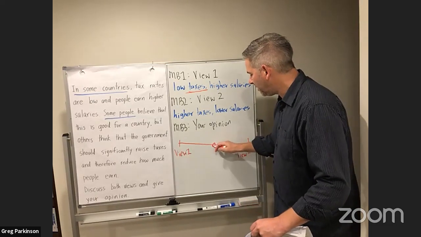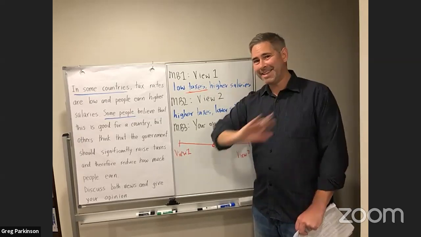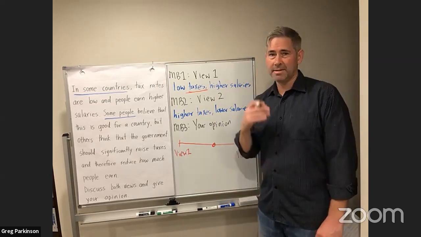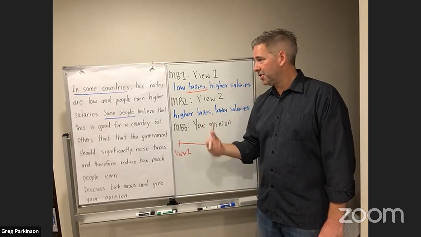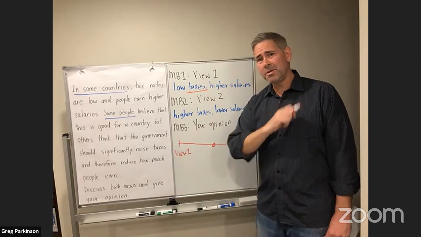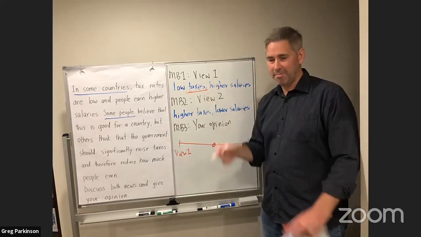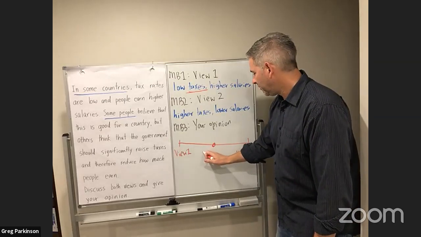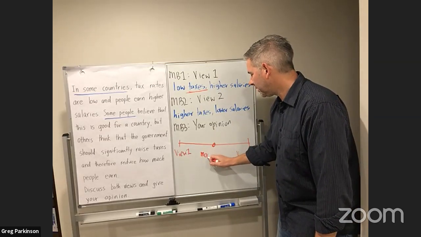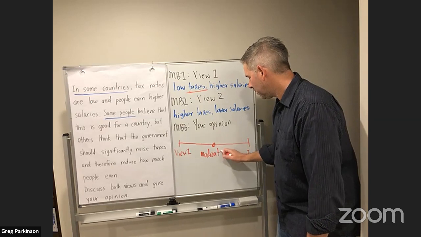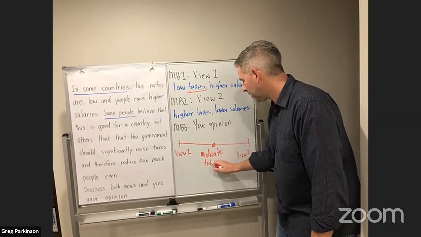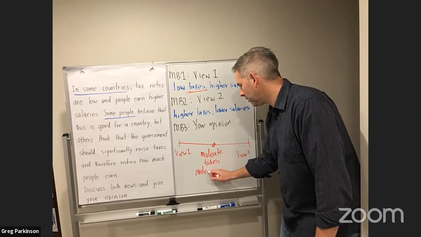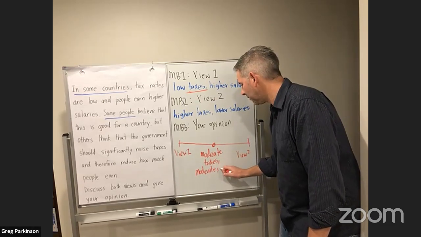And even though this might not be my own opinion, and it doesn't matter what my opinion is in terms of the IELTS, all that matters is that I have a nice, clear position and I'm using good vocabulary and grammar and all of the other things on the band descriptors. That's what matters. I'm just going to say moderate taxes, moderate salaries.